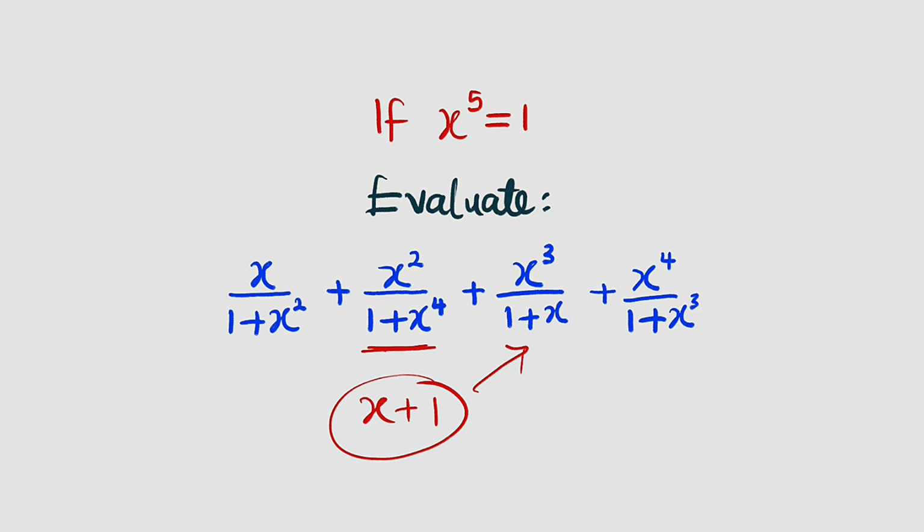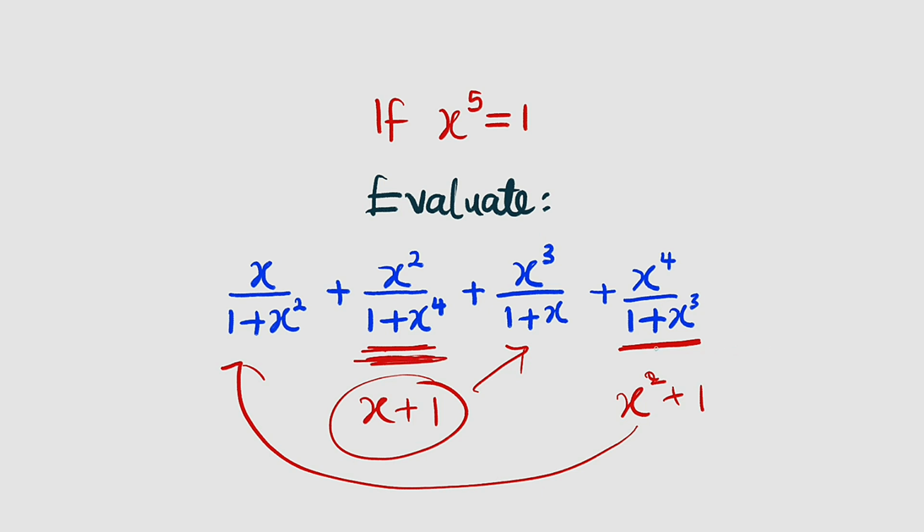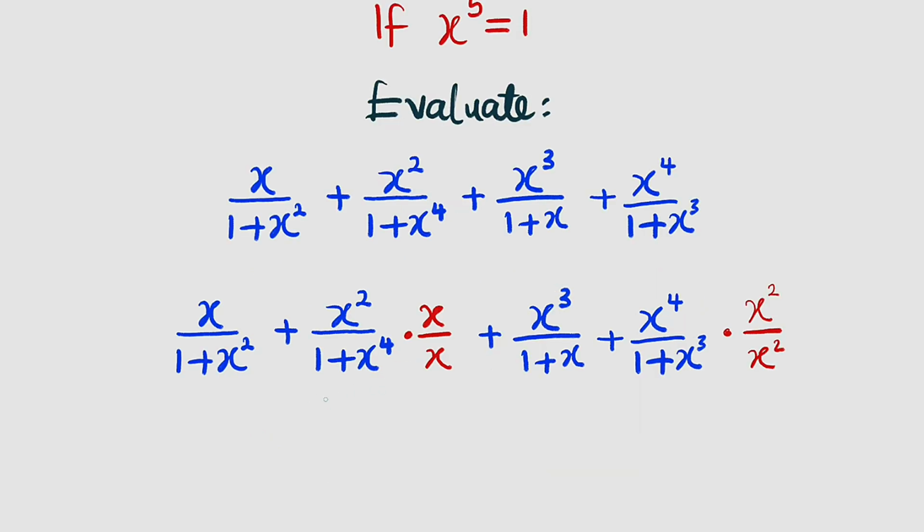So we can do that here. And also, if we multiply this denominator by x to the power of 2, this becomes x to the power of 2 plus x to the power of 5, but x to the power of 5 is 1. So we have x squared plus 1, which is also equivalent to this one. But remember, since we are talking about equivalent fractions, we have to multiply the top and the bottom by the same variables. So let's go ahead and multiply this by x and this by x squared, both numerators and denominators. I have just multiplied this by x and also this by x squared.